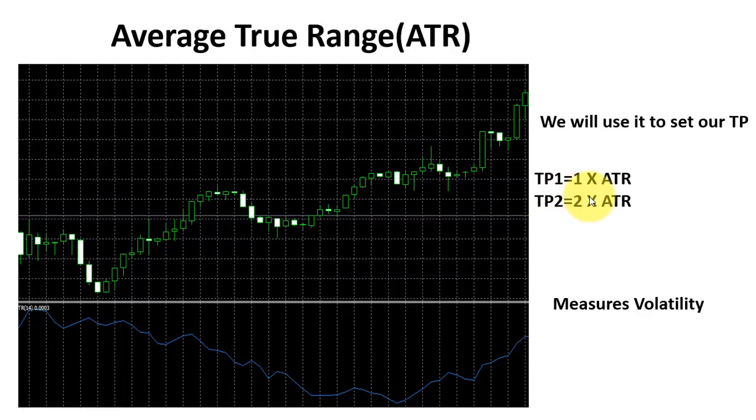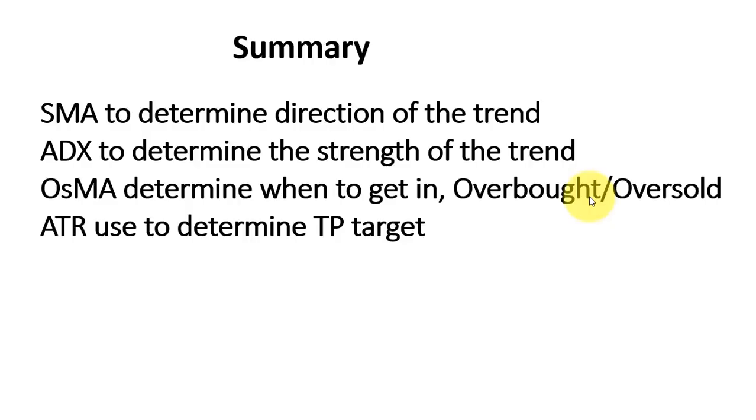Now we have done all the preparation and introduction. So now let's see the summary. Okay, so the 4 indicators, this is what they do. The simple moving average is to determine the direction of the trend.